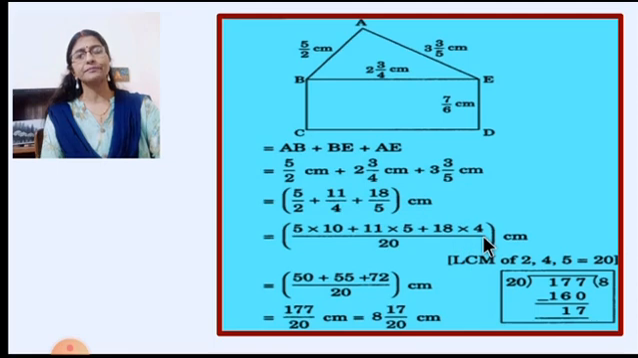Here it is written. Now you will multiply this: 5 into 10 is 50, 11 into 5 is 55, 18 into 4 is 72 upon 20.